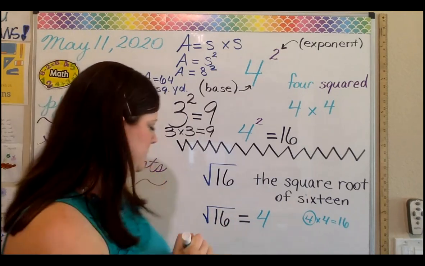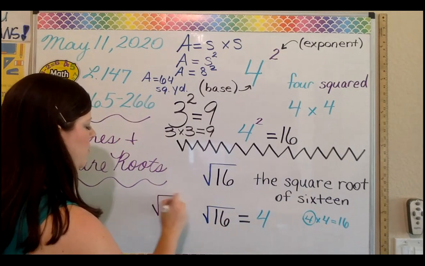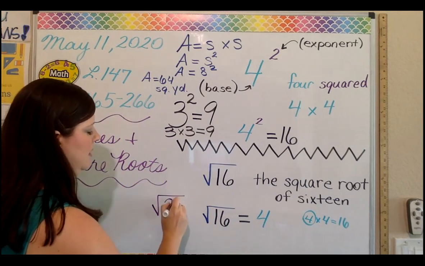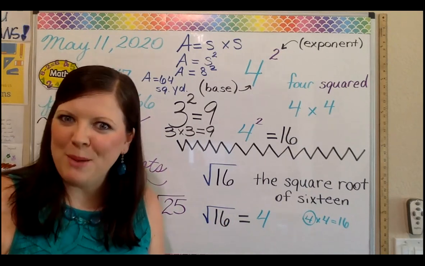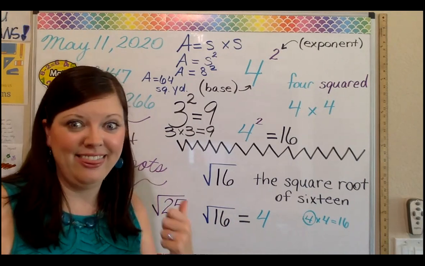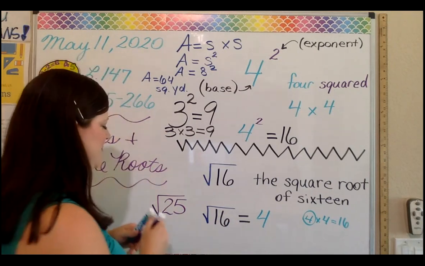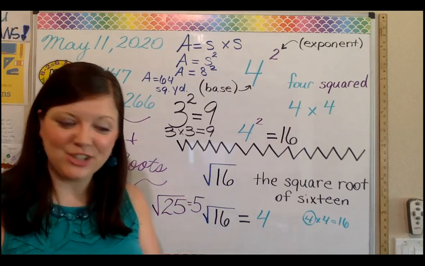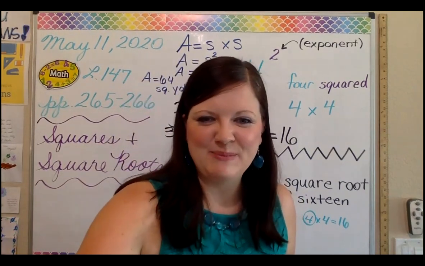Let's try another one. Let's see. The square root of 25. Think, what number could you multiply by itself to get that number? Do you know? I think some of you do. 5. If you answered 5, good job. Good job, good job. All right, let's go back to our book.